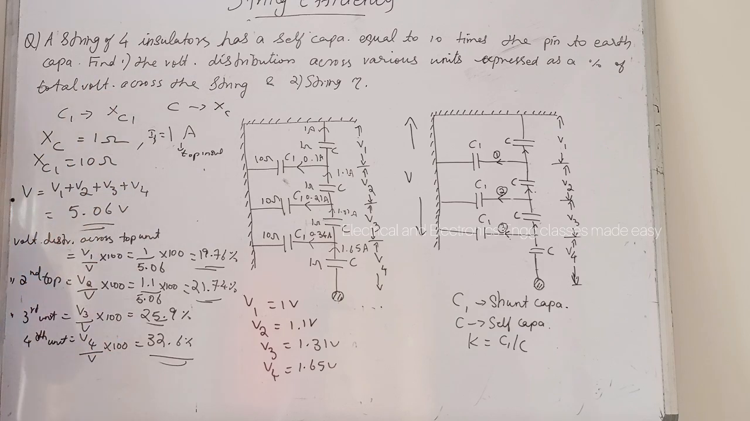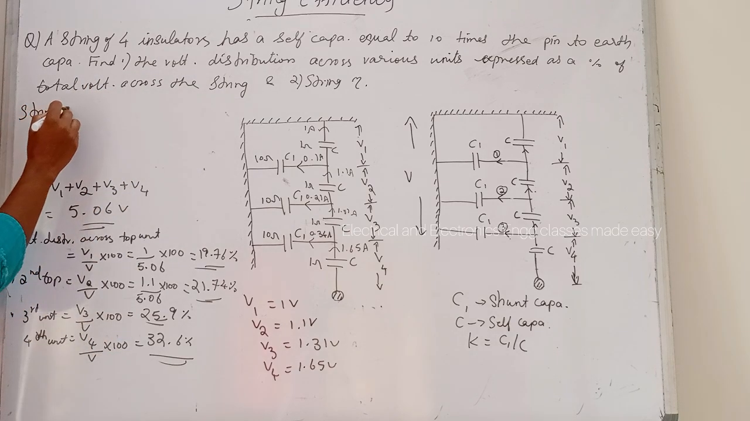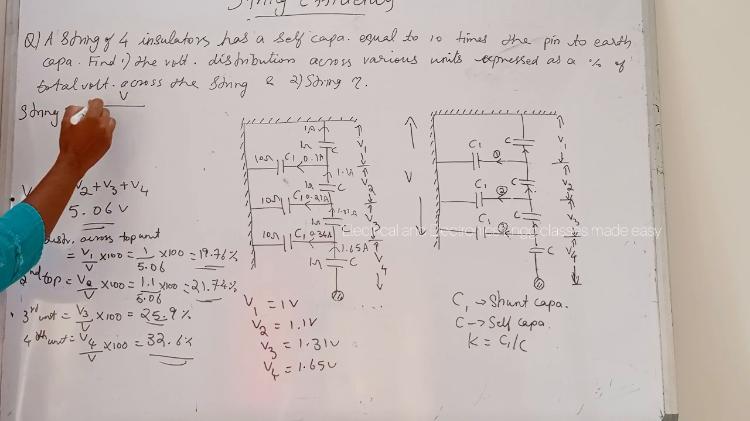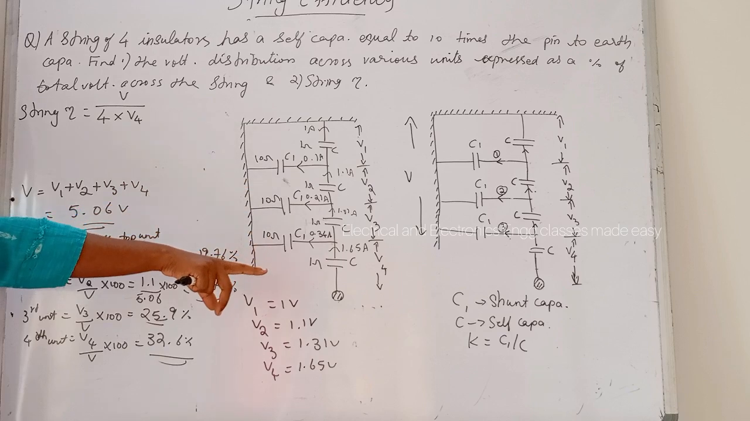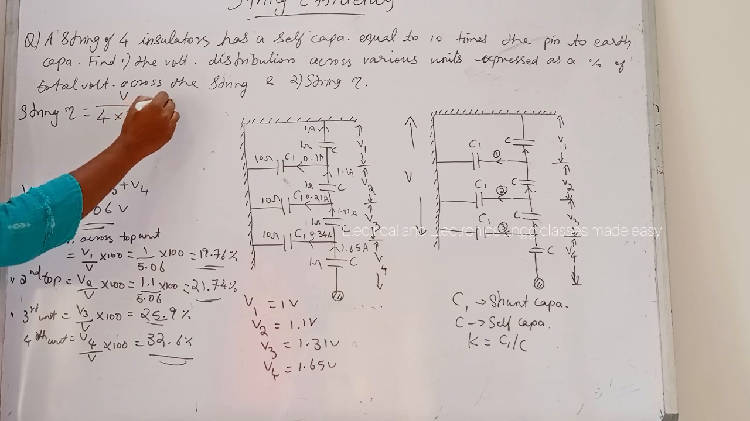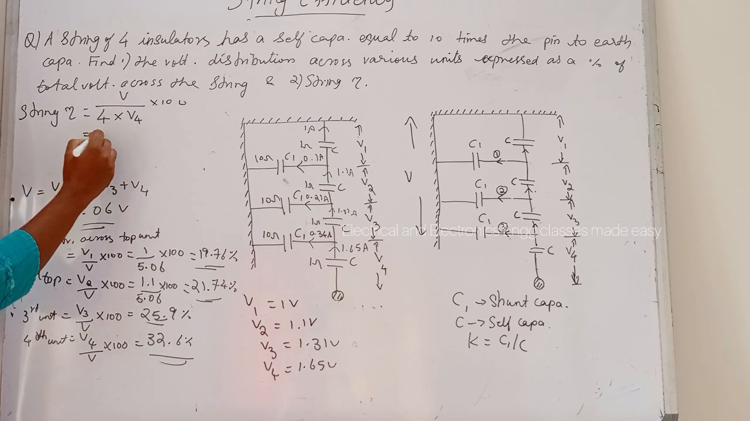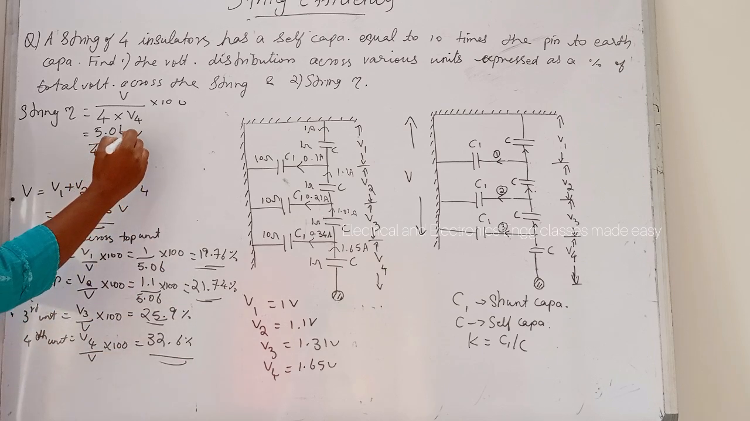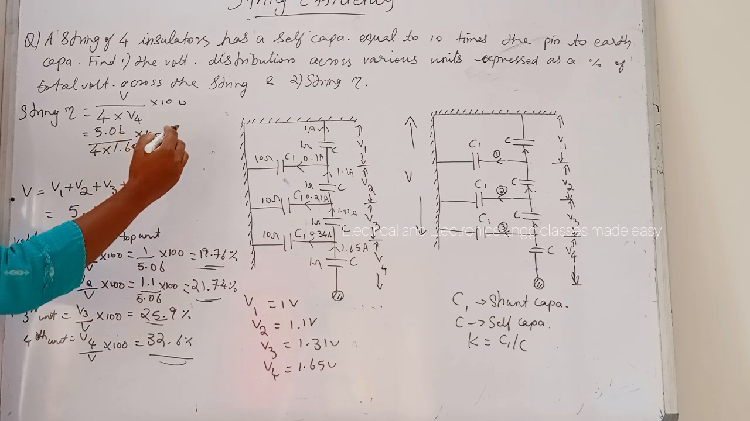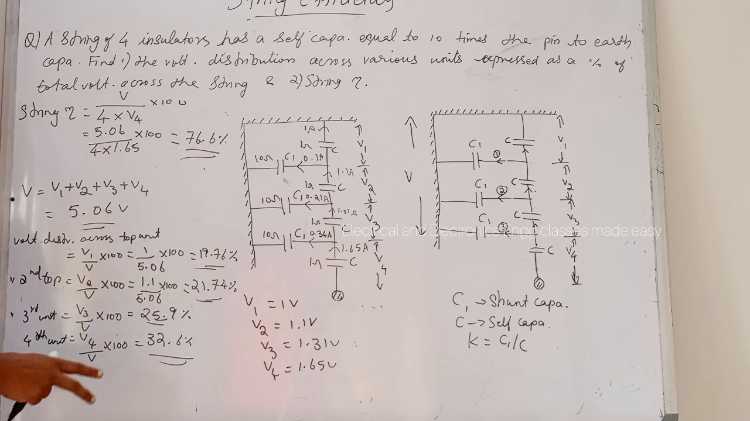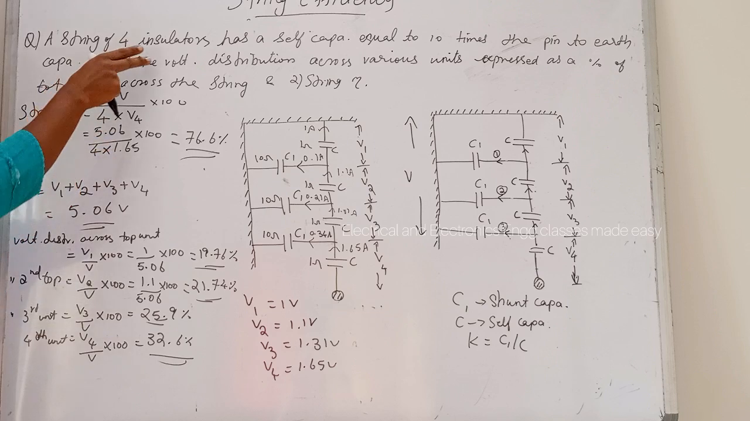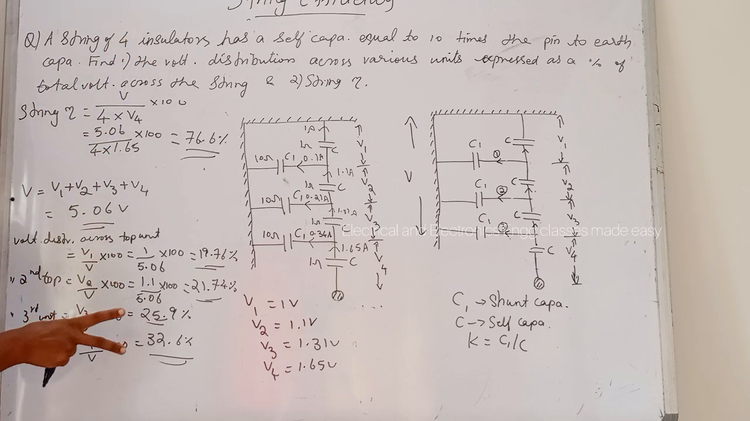Now we can find the string efficiency. Then what will be string efficiency? String efficiency is equal to total voltage divided by number of discs into the voltage across the disc nearest to the conductor into 100. So V is 5.06 divided by 4 into 1.65 into 100, and we get it as 76.6 percentage. So in the case of four insulators, we have to do the problems like this.